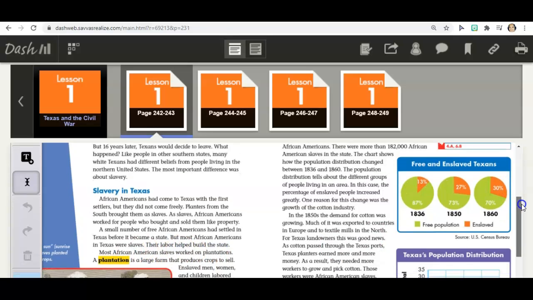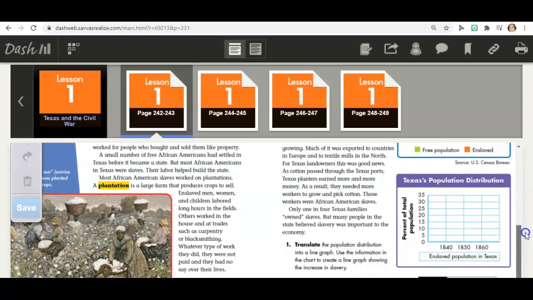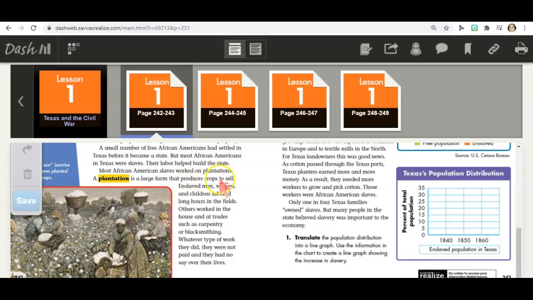Most African American slaves worked on plantations. A plantation is a large farm that produces crops to sell. Enslaved men, women, and children labored long hours in the fields. Others worked in the house and at trades such as carpentry or blacksmithing. Whatever type of work they did, they were not paid and they had no say over their lives.